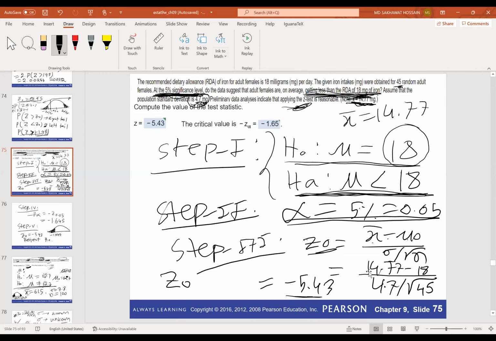So that's 14.77 minus mu 0. Mu 0 is 18, divided by the standard deviation, which is 4.7, divided by square root of n. n is 45, the sample size. If you simplify this, it will be negative 5.43. So this is our z observed. Does that answer your question?